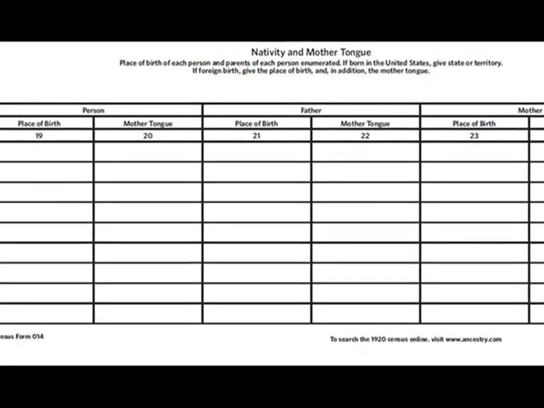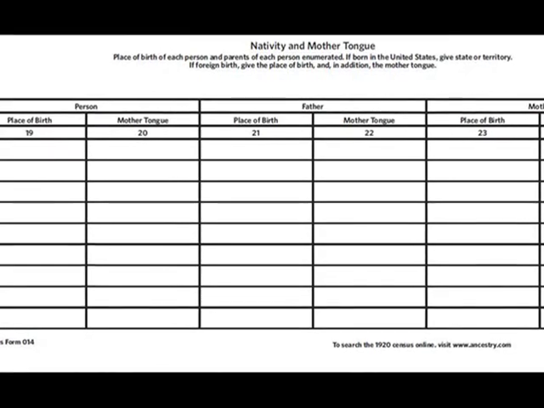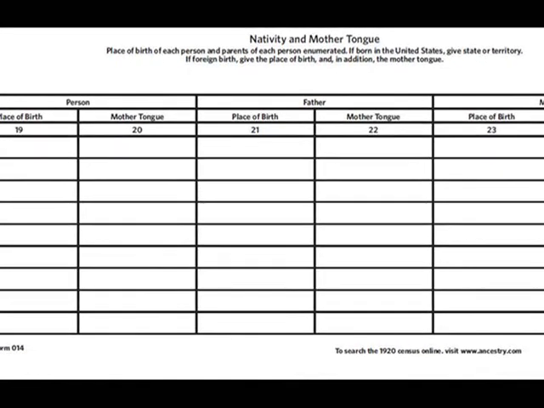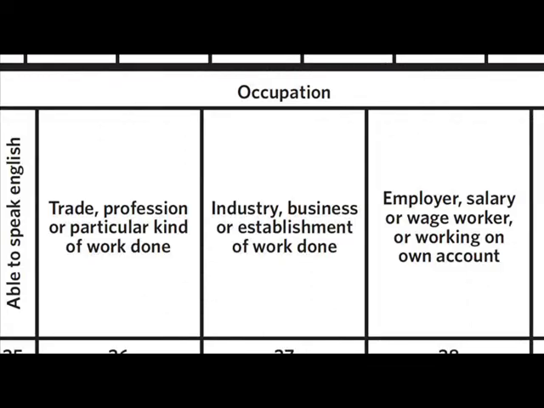Place of birth, of course, is recorded as it is in most census years. Information about employment is also collected in the 1920 census, not just occupation, but the industry in which an ancestor worked. And also, it's a great way to find out if you have an ancestor who was self-employed. That was also noted on the 1920 census form.